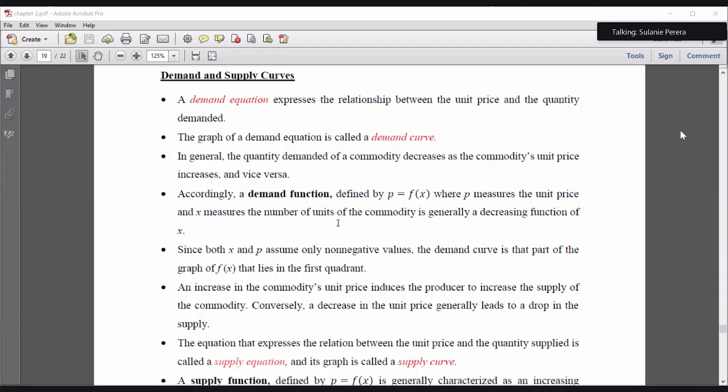So accordingly, a demand function denoted by P equals f(x), where P measures the unit price and x measures the number of units, is generally a decreasing function of x. That is, as the unit price increases, the quantity demanded will decrease. Since both the quantity demanded x and the unit price P are non-negative, the demand curve will lie only in the first quadrant. It can't be negative.